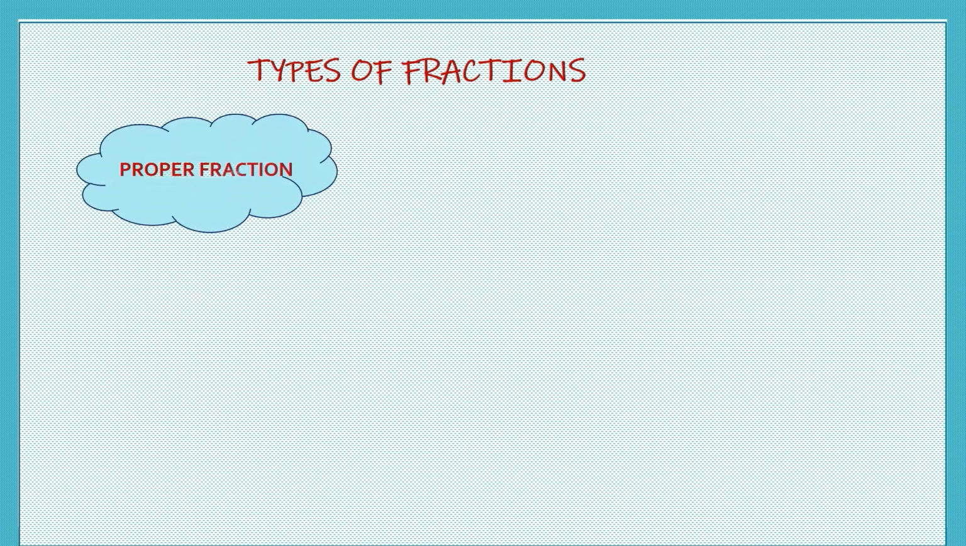So we have the proper fraction. What is a proper fraction? Where the denominator is greater than the numerator. Now if I have to give you an example of this, the denominator is greater, so we'll have the numerator as 2, denominator as 5. Can you see the denominator is greater than the numerator? Another example, I have 9 and I have 16. So here the denominator is greater than the numerator. So this is a proper fraction.